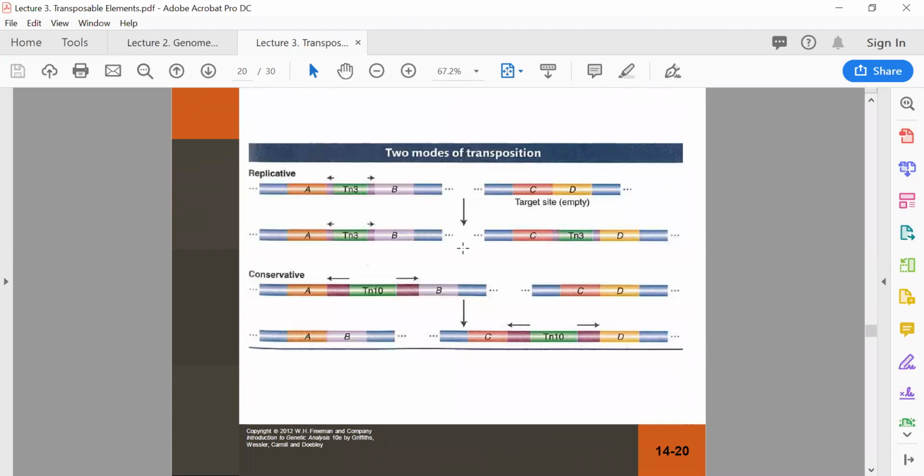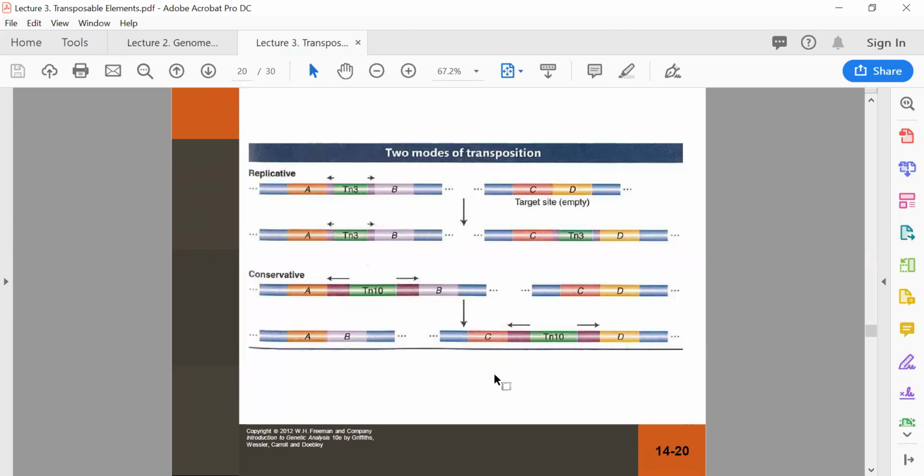Okay, so we can call this the copy and paste mechanism. In contrast, in the conservative transposition mechanism, in this example, we've got Tn10 in between A and B. Here's our target site with C and D. Tn10, rather than copying itself, is actually excised from that site, leaving A and B behind, and the Tn10 then inserts itself in between C and D.